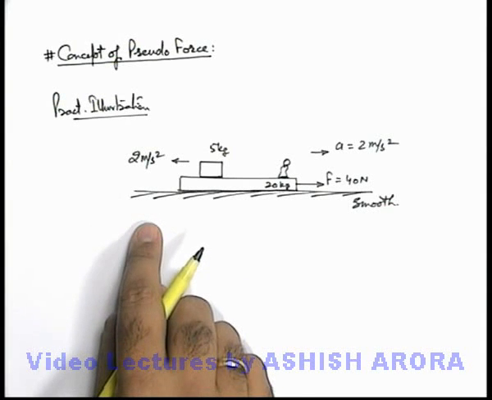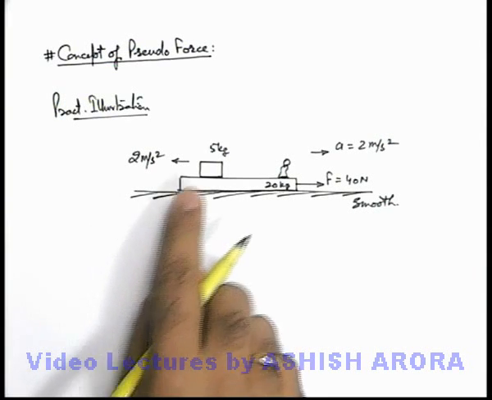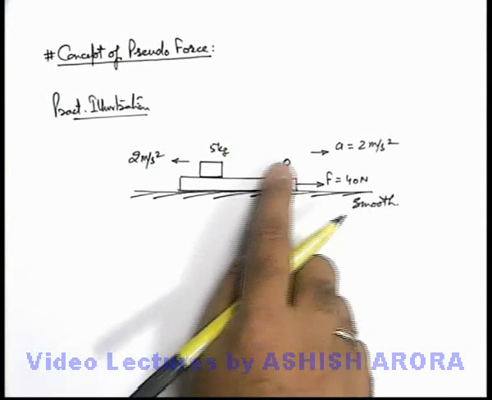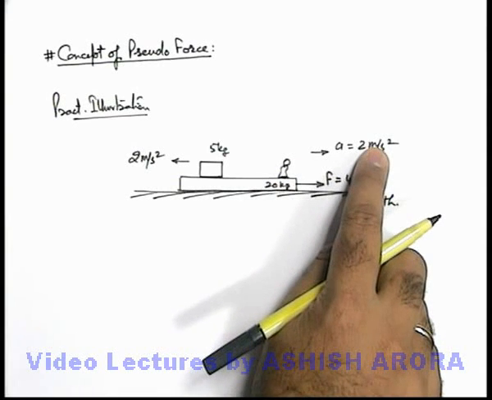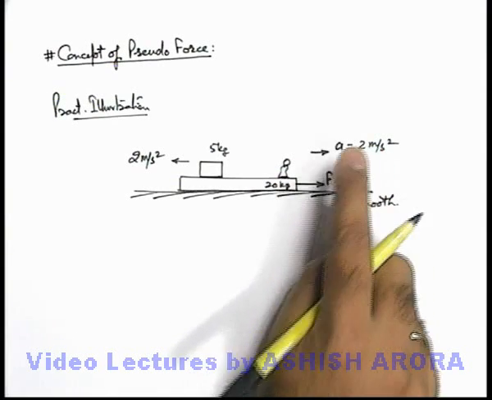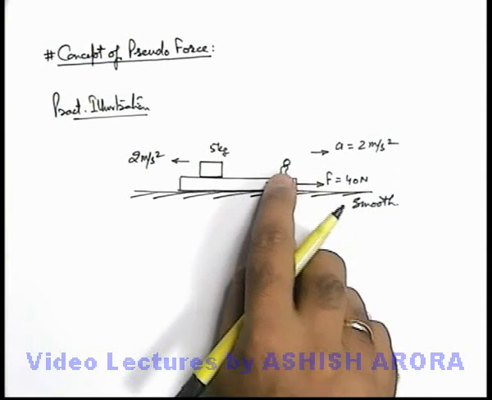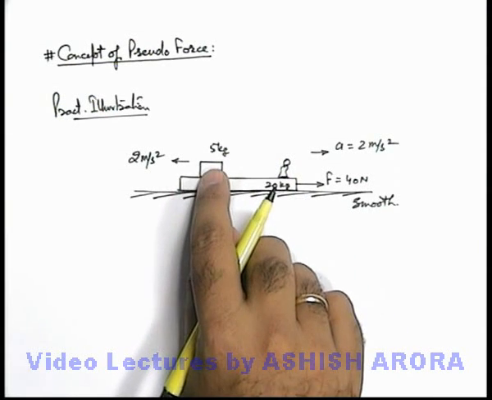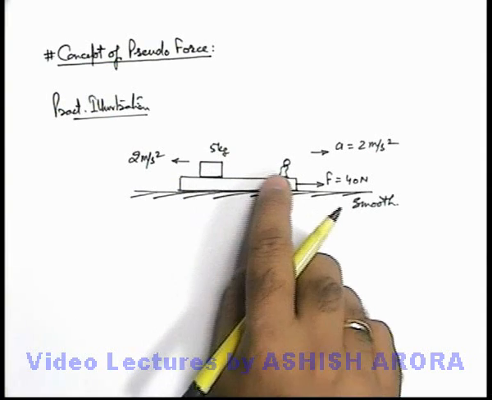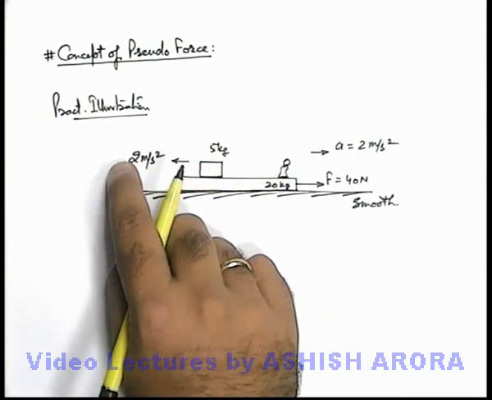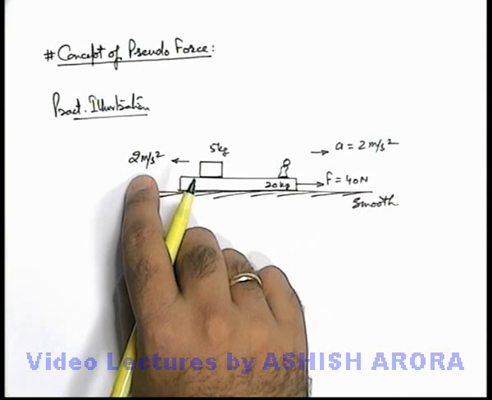Whereas by a ground observer, it can be stated that 5 kg is at rest and this system is moving toward right at 2 meters per second square. But I would like you to feel that you are standing here and you are looking onto this block of 5 kg. So you'll feel that this 5 kg is moving toward left with an acceleration of 2 meters per second square.